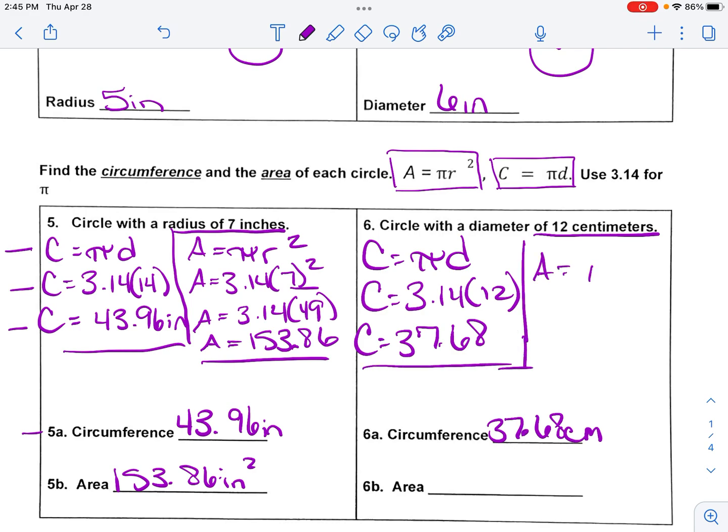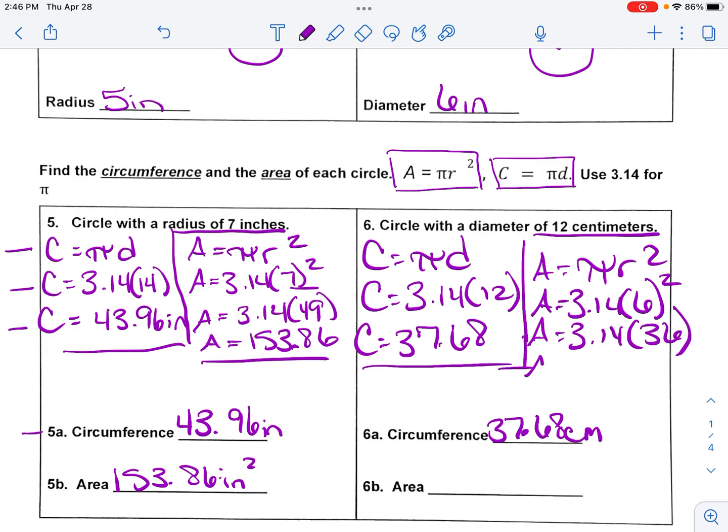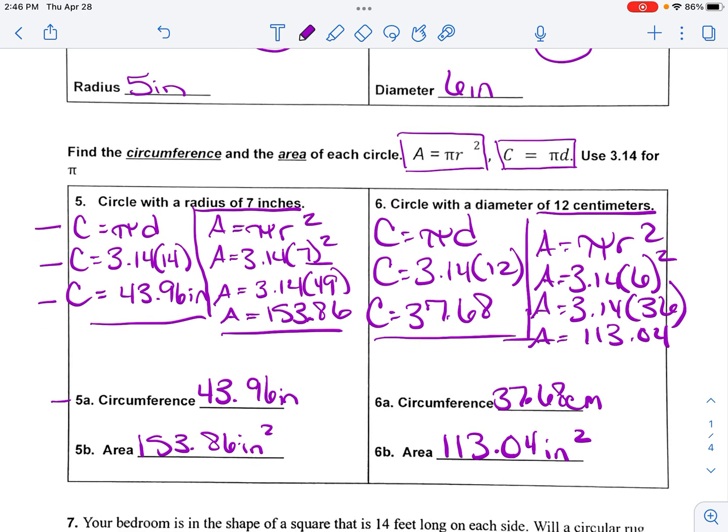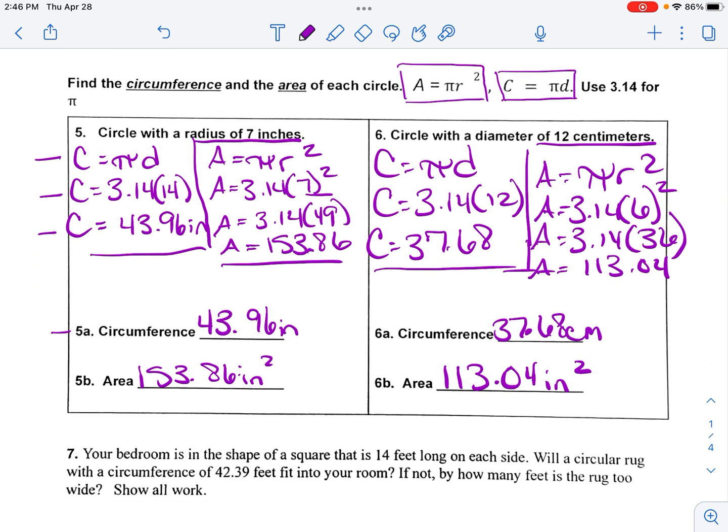Area, pi r squared. If the diameter is 12, that makes the radius half, which is 6. So we're going to do 6 squared, which is 36. So pi times 36, we should get 113.04 inches squared. So everything I'm showing is exactly what I should see the day of the test. Formula, substitute, solve. Okay, and labeled.